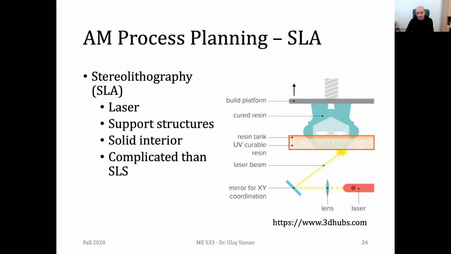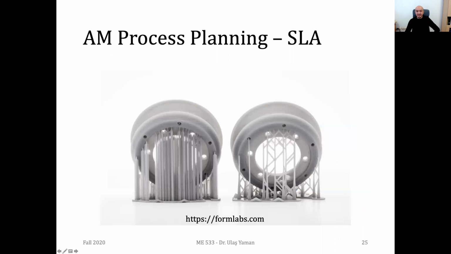It's a bit more complicated process than SLS, since we need to have support structures. You need to spend some time determining the support structure regions and their type. Here you see some examples. These days, people are trying to find special support structures where you use less material. In the previous case, as you see, they have pure columns, but now they have tree-like structures and obviously use less material.